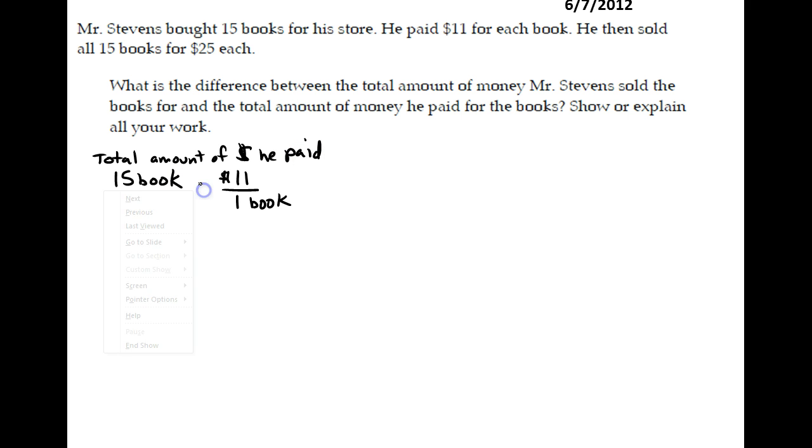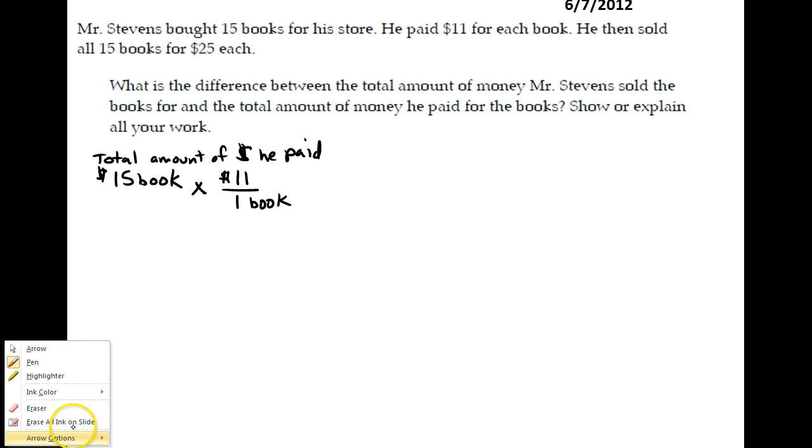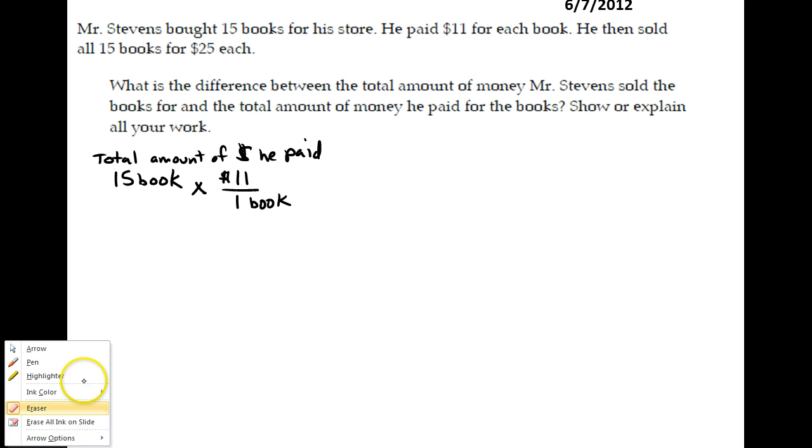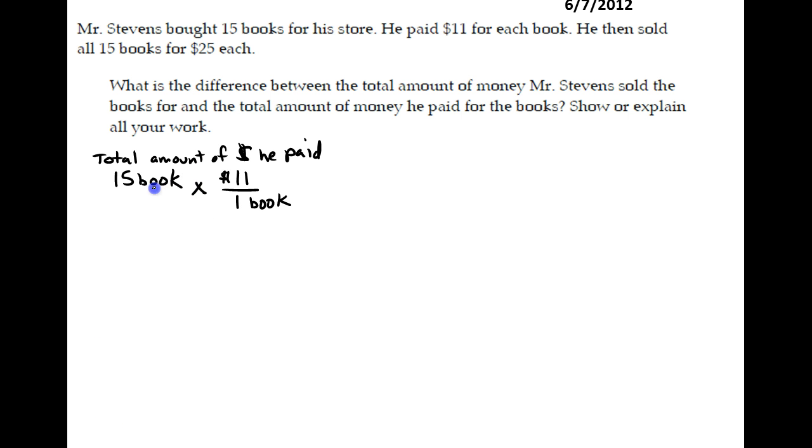What we have to do is multiply, because we take 15 books, and the cost is $11 for each book. And so this way the books cancel out and give us the amount in dollars. Okay, 15 times 11, 5, 1, and then 5, 1, we get $165. That's how much he paid.